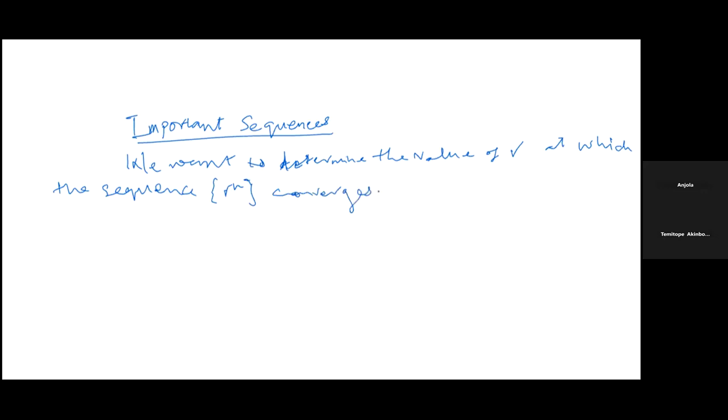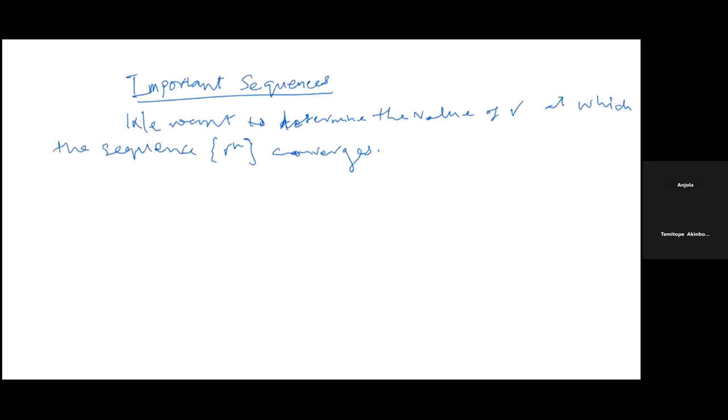So we want to see at what value of R it will converge, and at what value of R it will diverge. We'll do that by taking limits. So let me just give you the summary. Then we'll now see the behavior in some sequences.